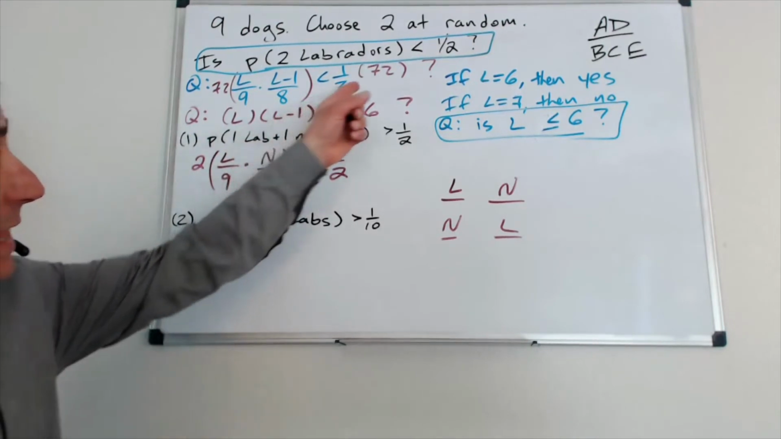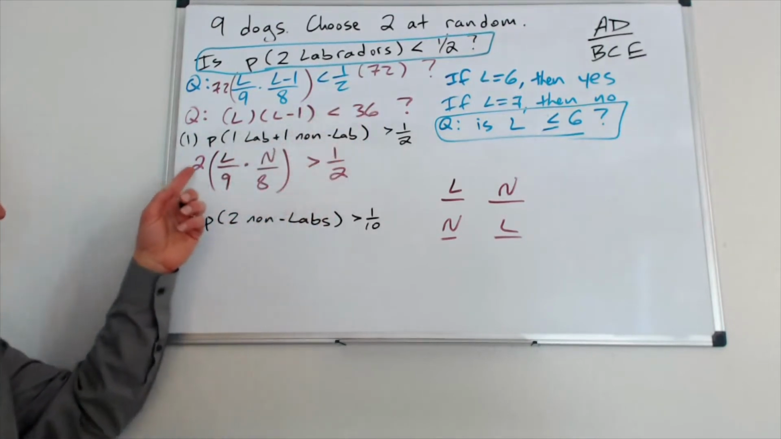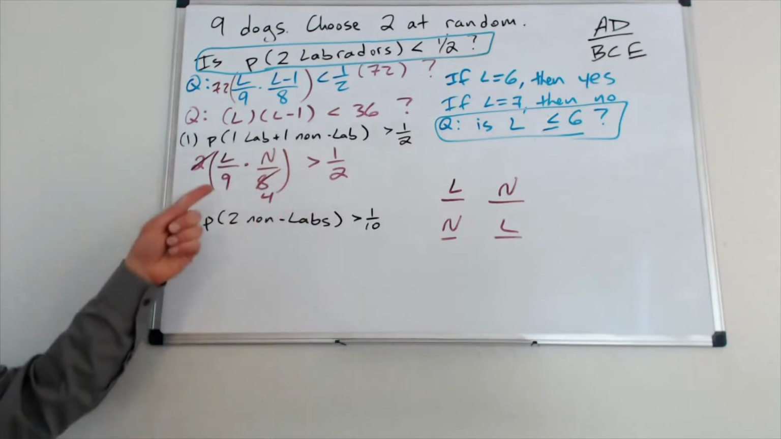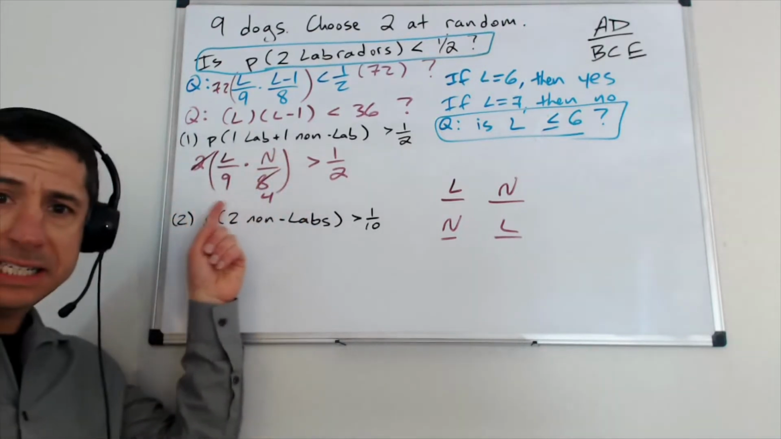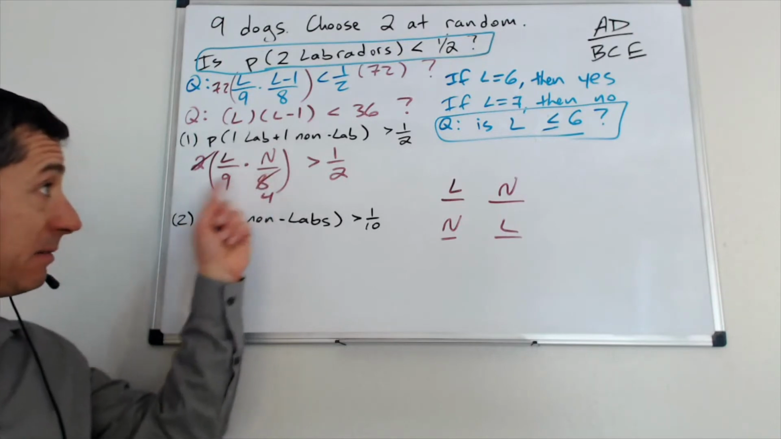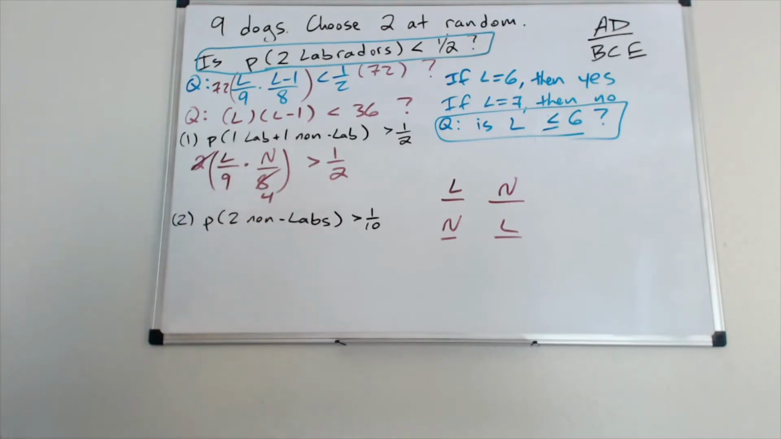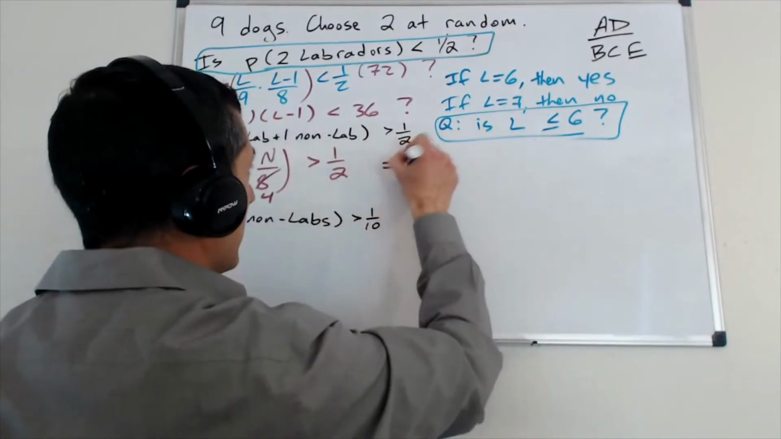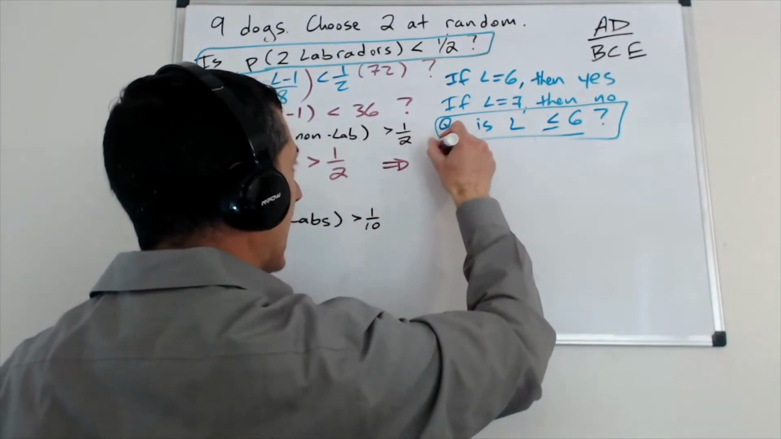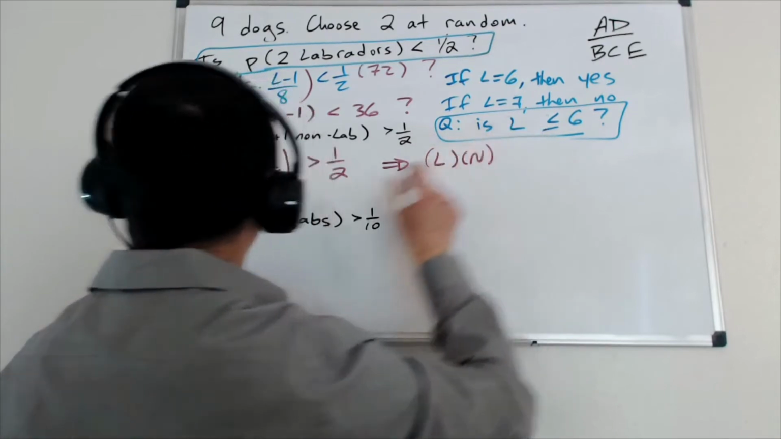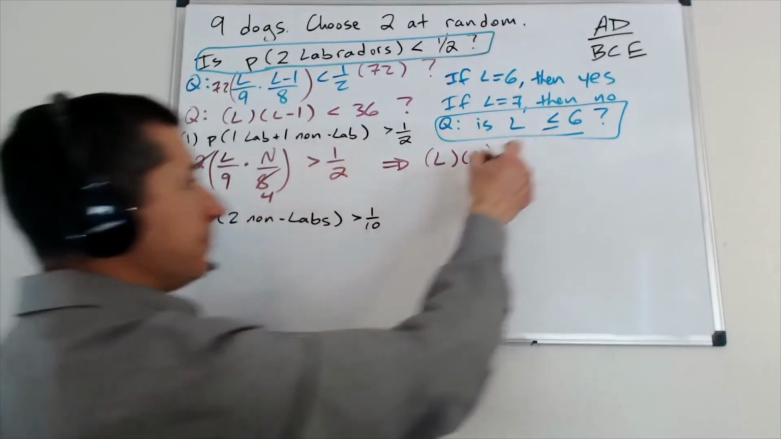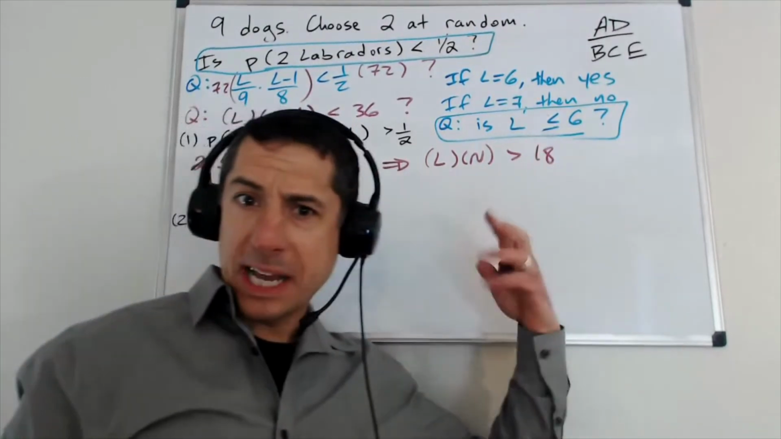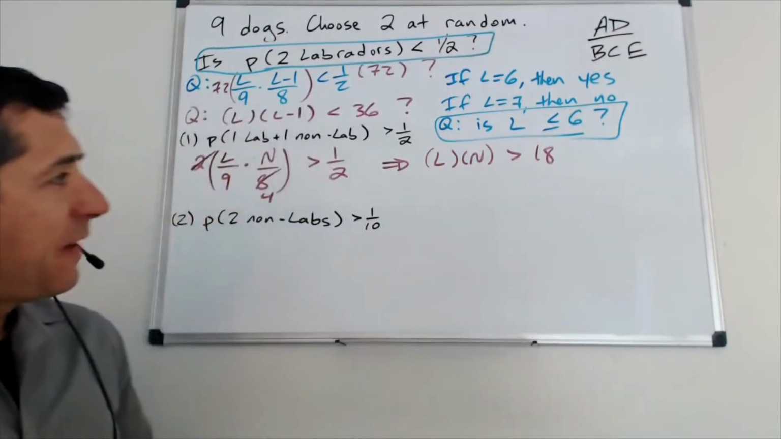And I'm going to do the same kind of thing I did up here. So I'm going to cancel this out, cancel the 2 with the 8, I get a 4. Now I'm just going to multiply both sides by 36. 9 times 4 is 36, just so that I get this simplified nicely. So this is going to give me the number of labs times the number of non-labs. 36 divided by 2 is going to be greater than 18. And now I just have to think through, what kind of values does this give me?